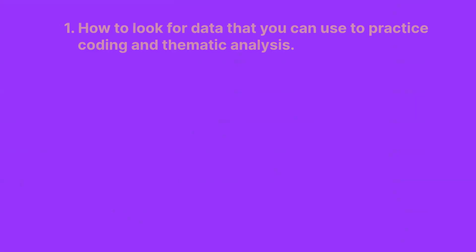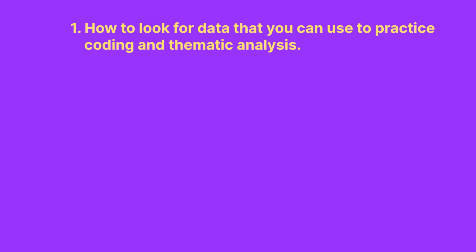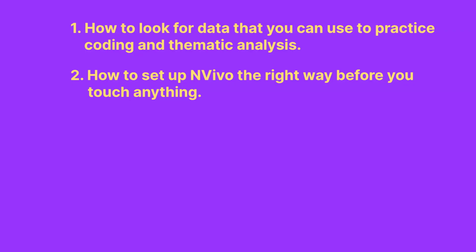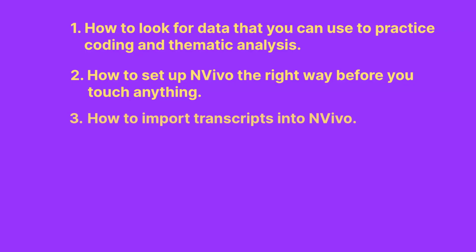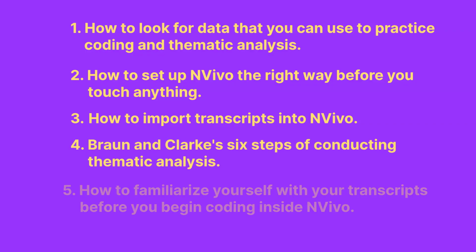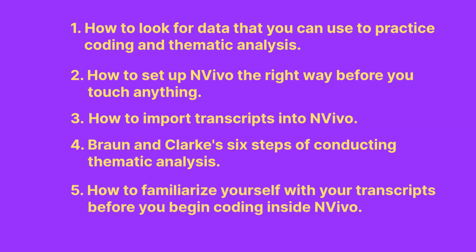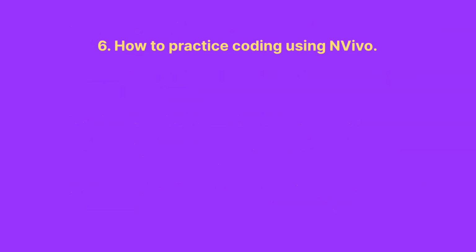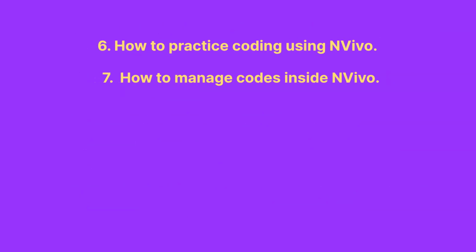But if you want to build the skill yourself, stay with me. So what are we going to cover in this tutorial? Number 1, how to look for data that you can use to practice coding and thematic analysis. Number 2, how to set up NVivo the right way before you touch anything. Number 3, how to import transcripts into NVivo. Number 4, Braun and Clarke's 6 steps of conducting thematic analysis. Number 5, how to familiarize yourself with your transcripts before you begin coding inside NVivo. Number 6, how to practice coding using NVivo. And number 7, how to manage codes inside NVivo.